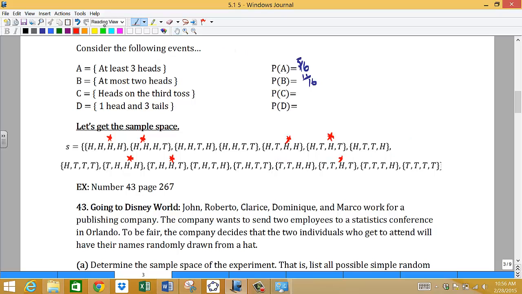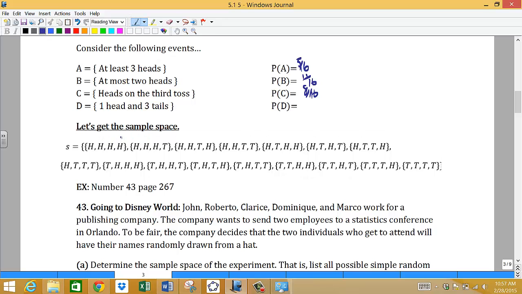And I believe that's it. Okay. 1, 2, 3, 4, 5, 6. Oh, we missed 1. Heads on third toss. So that's 8 out of 16. And then 1 head and 3 tails. So this one we can count up.